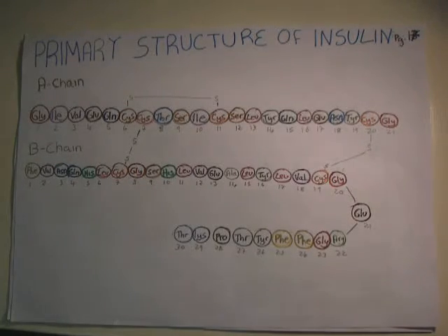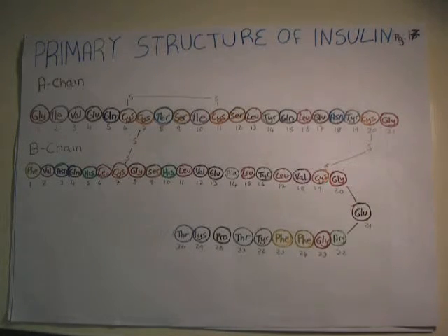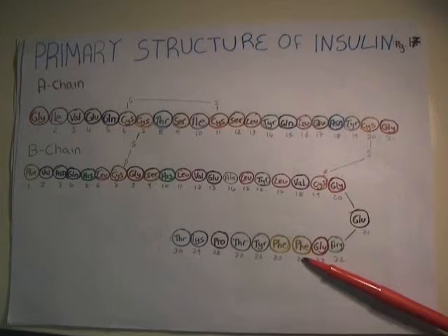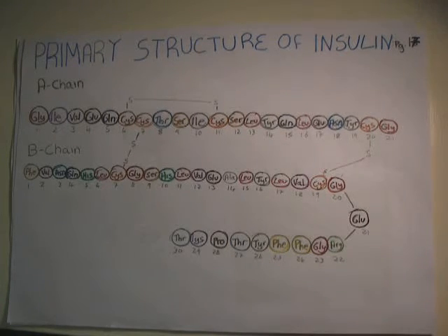Insulin's primary structure consists of two polypeptide chains. This means insulin is a dipeptide. Insulin is made up of 51 amino acids, 21 in the A chain and 30 in the B chain. These two chains form secondary structures through the use of hydrogen bonds.